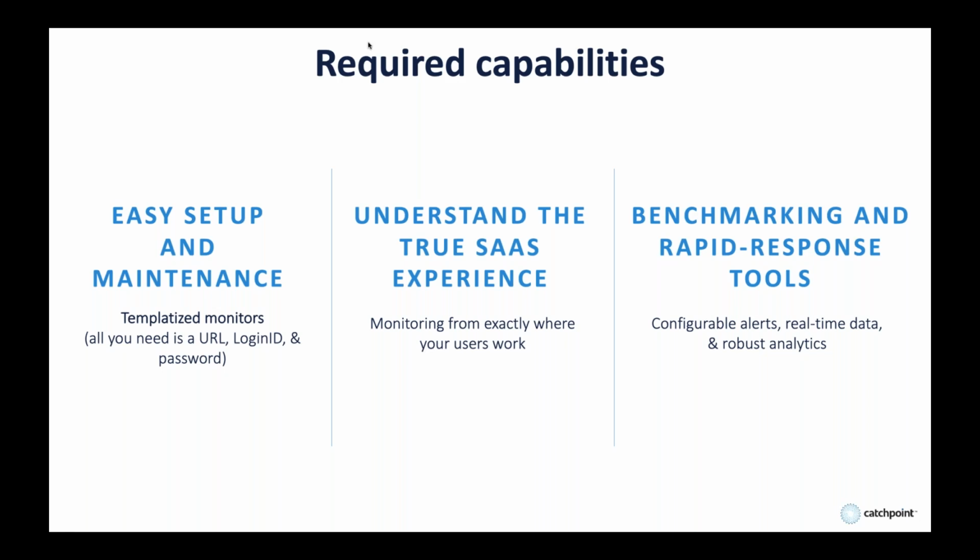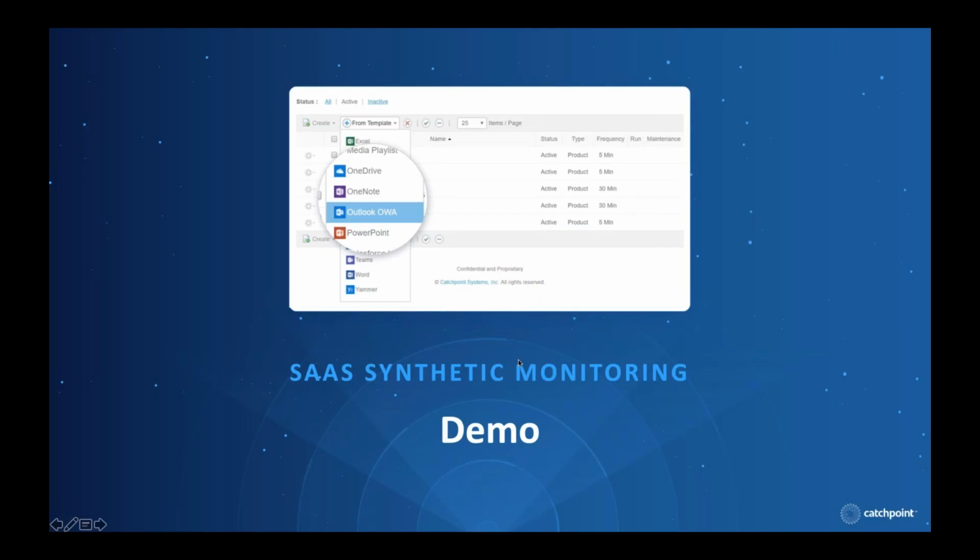Once that's done, you can set up these tests for all your applications and monitor them from all your locations that you have. And you can create alerts. You can look at your data and see how your applications are performing. I'm going to jump to our application and give you a quick demo on how these tests can be set up, and we'll take it from there.